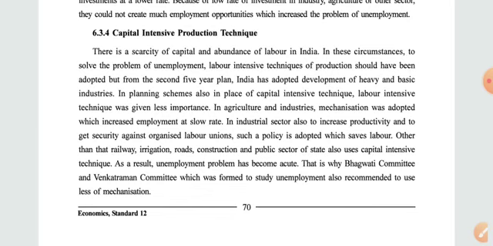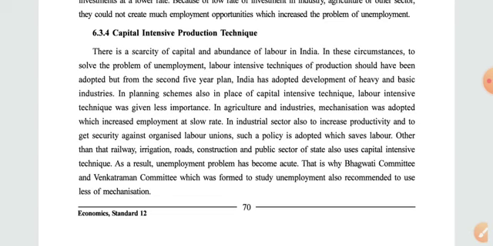And we discussed all the reasons given here, starting from the 5-year plan and negligence of labor intensive production techniques, to mechanization, and then to increase productivity and get security against organized labor unions, railway, irrigation etc. projects using capital intensive techniques. We discussed this in this particular topic.